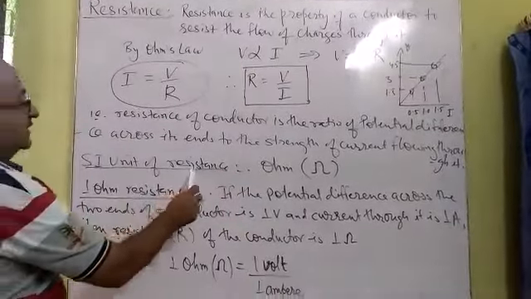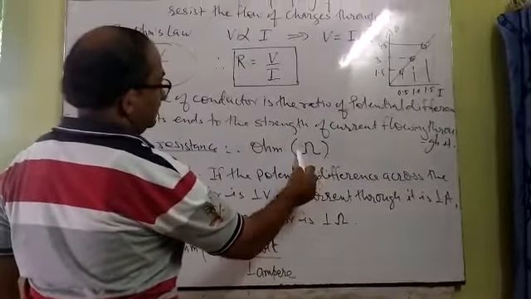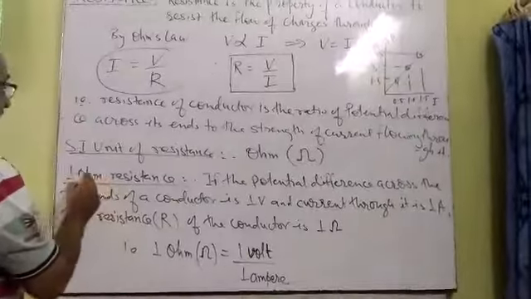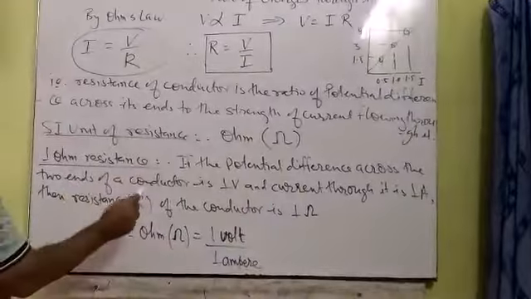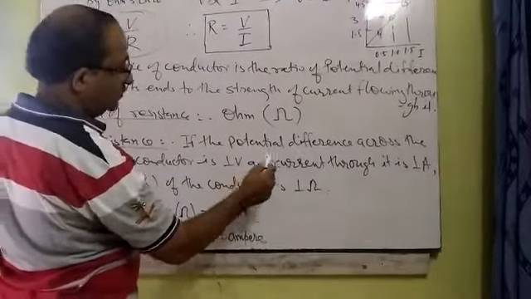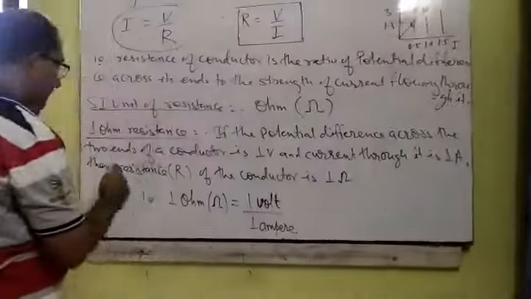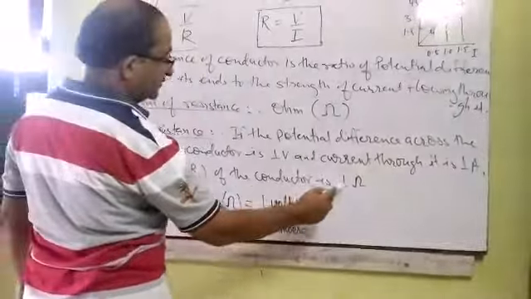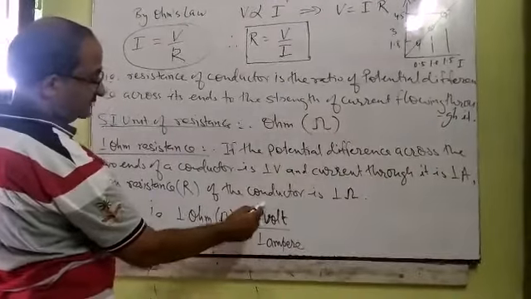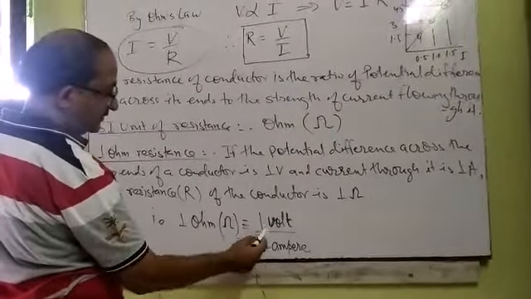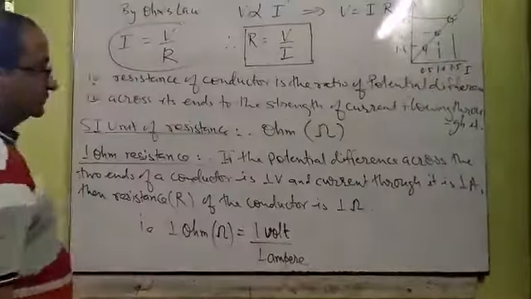Now, the SI unit of resistance. Resistance is measured in the unit ohm. Its Greek symbol is this omega. Now we can define 1 ohm resistance. If the potential difference across the endpoints of a conducting wire is 1 volt and the current which flows through it is 1 ampere, then the resistance R of the conductor is equal to 1 ohm. So 1 ohm is equal to 1 volt upon 1 ampere.